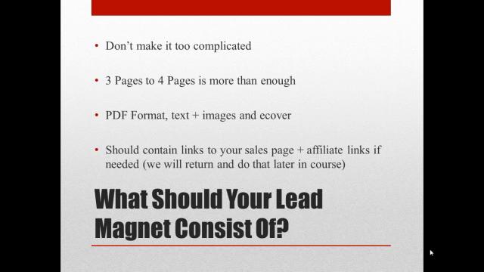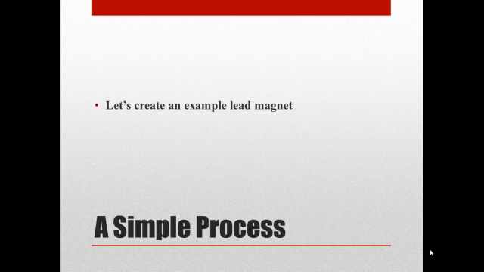So we're going to return and fill in those links and affiliate links later in the course. Right now we're going to start creating the lead magnet. Once we get the sales page up and running, and once we've picked out some affiliate products, we'll come back to the lead magnet and outfit it with what it needs. So right now what we're going to do is create a quick, simple, easy example lead magnet. It's not complicated. It's not difficult. Let's go.